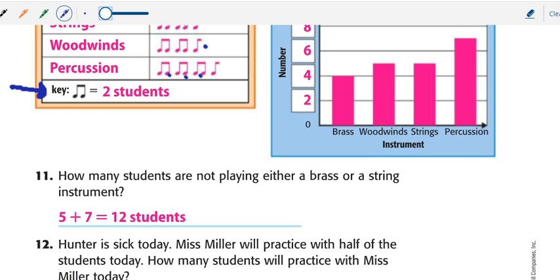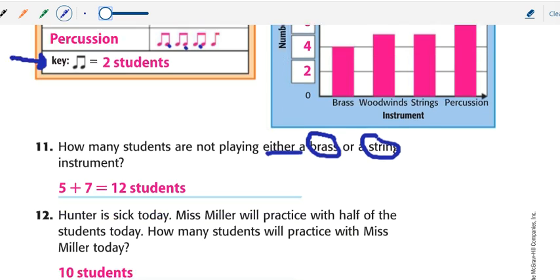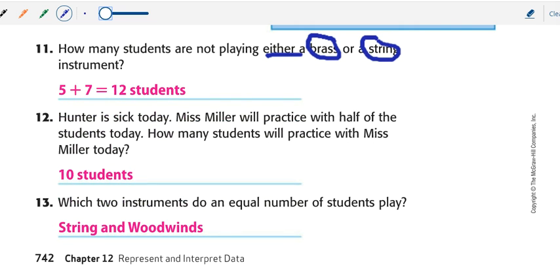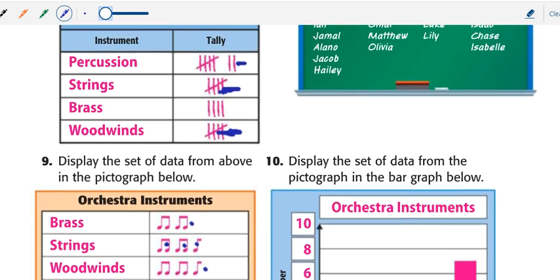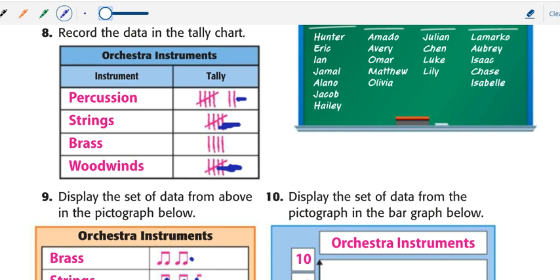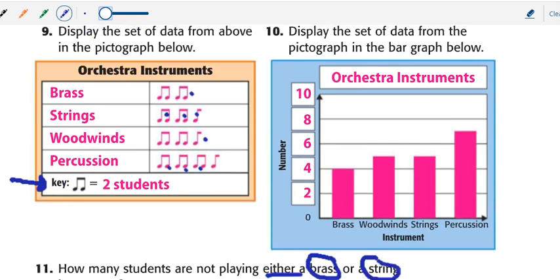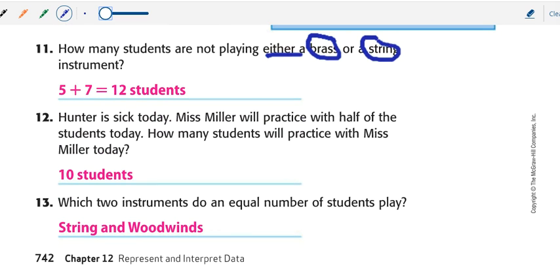Now, how many students are not playing either brass or a string? Either means that you're going to add the brass and string. So that's why we have 5 plus 7 equals 12. Hunter is sick today. Miss Miller will practice with half of the students today. How many students will practice with Miss Miller today? Now, how did we get this number? We count the total number of students, and the half is 10.